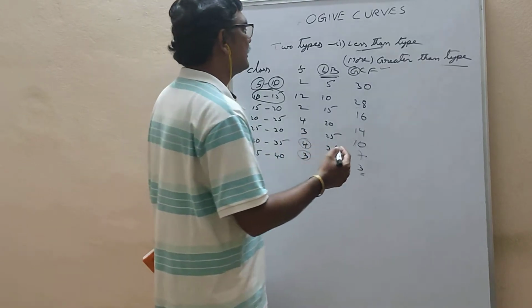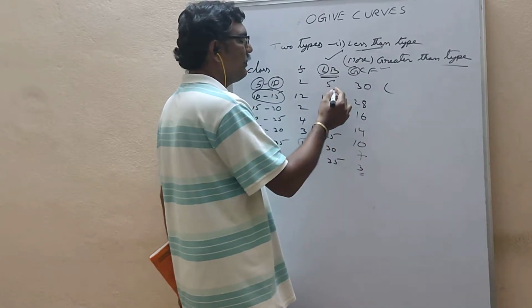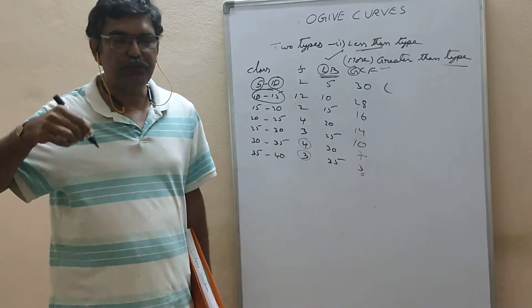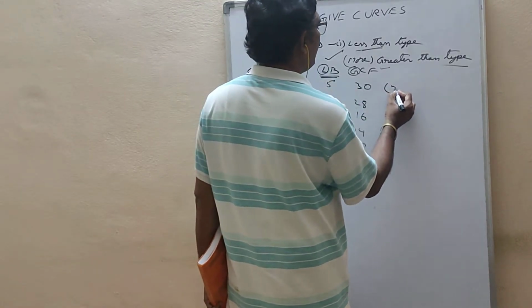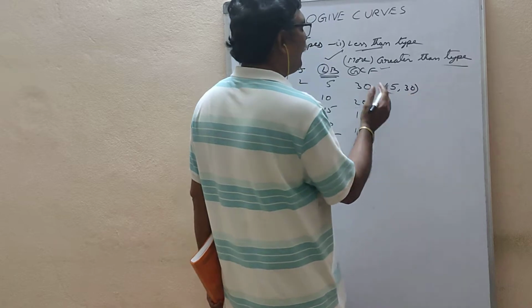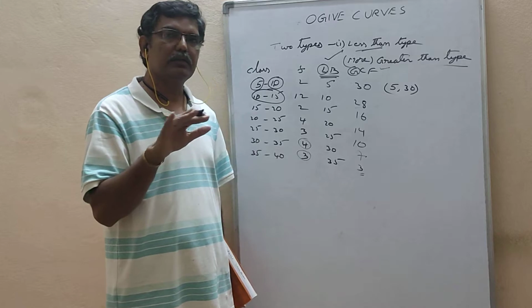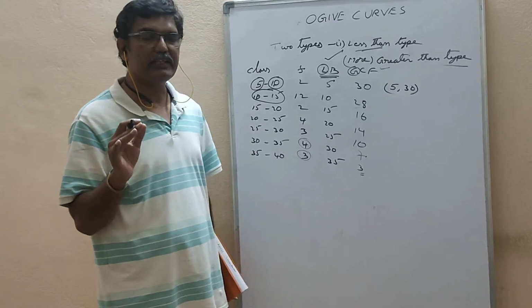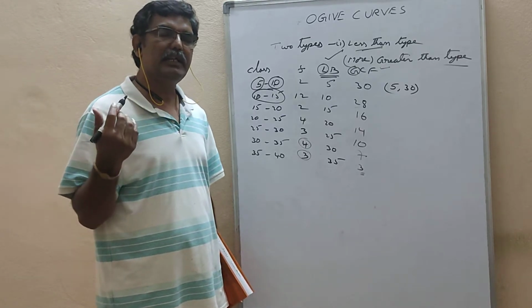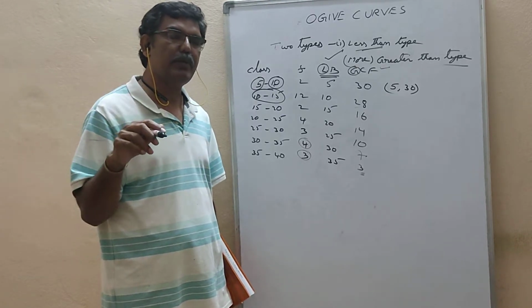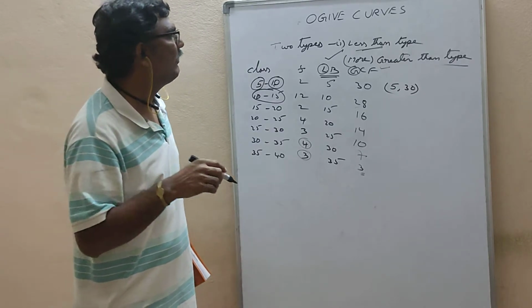So here, ordered pairs. Ordered pairs means here always boundaries or classes should be there on the x-axis, and cumulative frequency, frequency, should be there on the y-axis. You have to keep the ordered pair like 5, 30. If you keep 30, 5, it is wrong. Always class or boundaries should be present on the x-axis. Frequencies, either less than cumulative frequency, greater than cumulative frequency, or normal frequency.